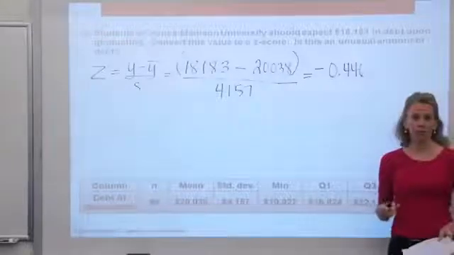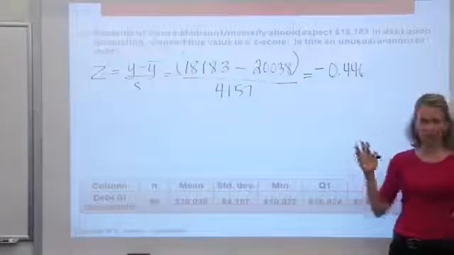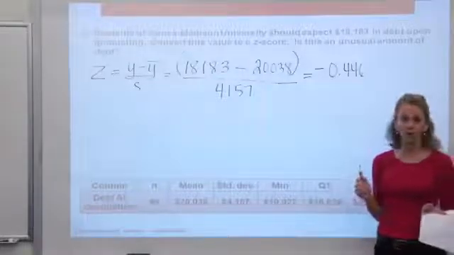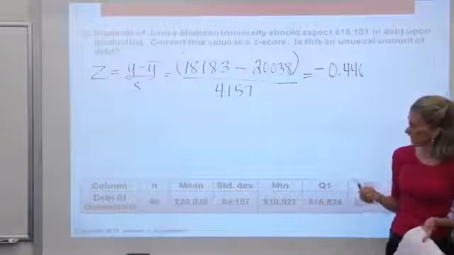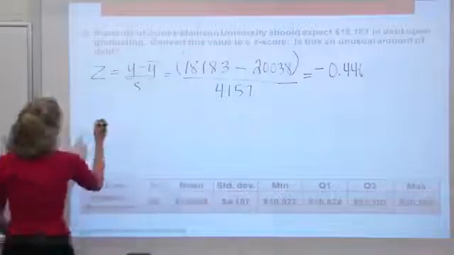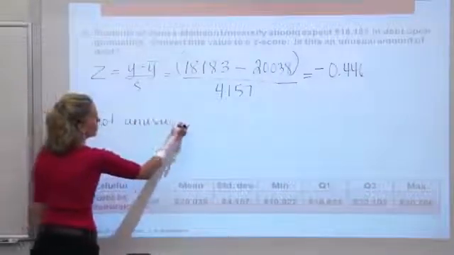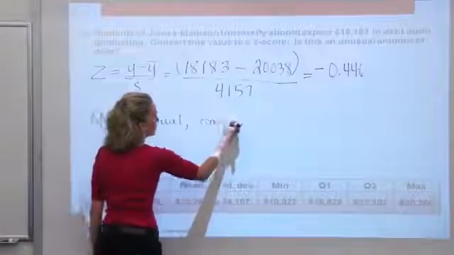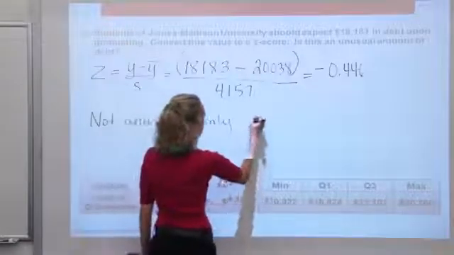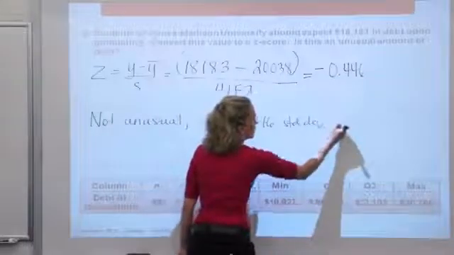Is this unusual? Not unusual at all. We're not even a half a standard deviation below the mean. When you're within 2 standard deviations of the mean, those values are not unusual. So this would not be unusual. Only 0.446 standard deviations below the mean.